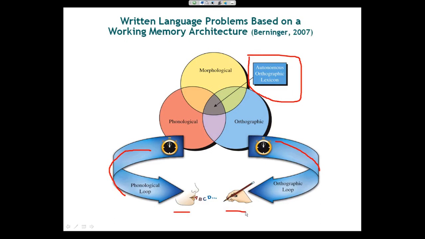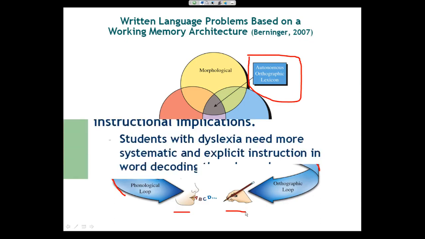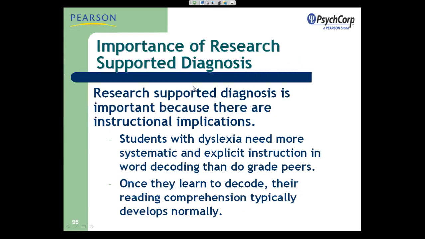So it's really important for us to understand that verbal working memory is engaged at all steps and that it really must proceed quickly. So why is the differential diagnosis important? It's important because the diagnosis really has implications for instruction. A student with dyslexia will need more systematic and explicit instruction in word decoding, but once they learn to decode, their comprehension tends to develop normally.